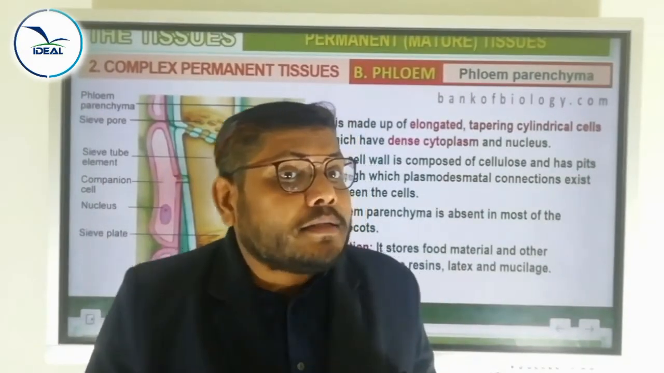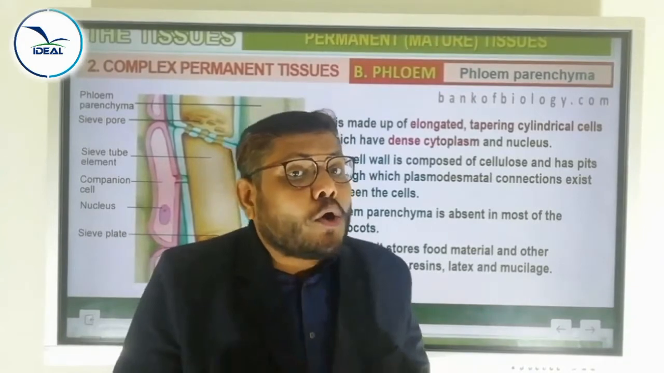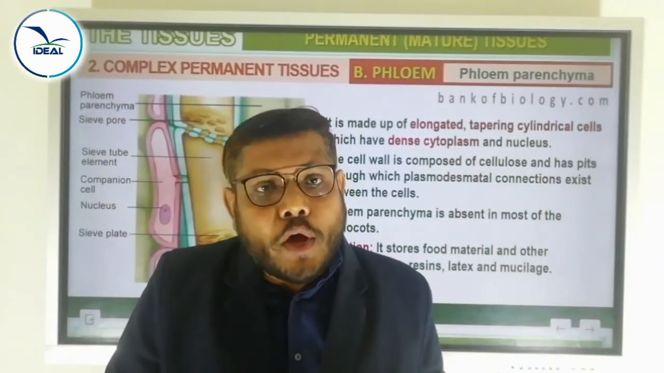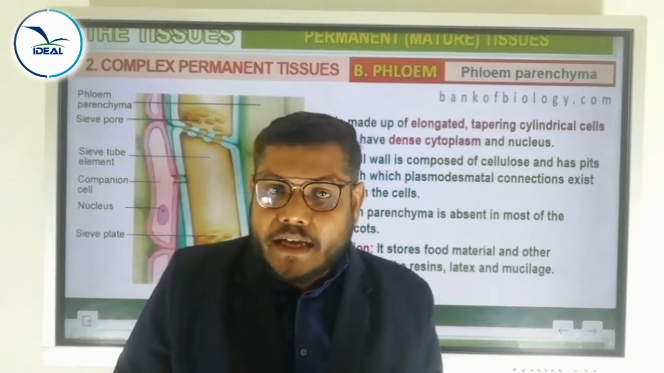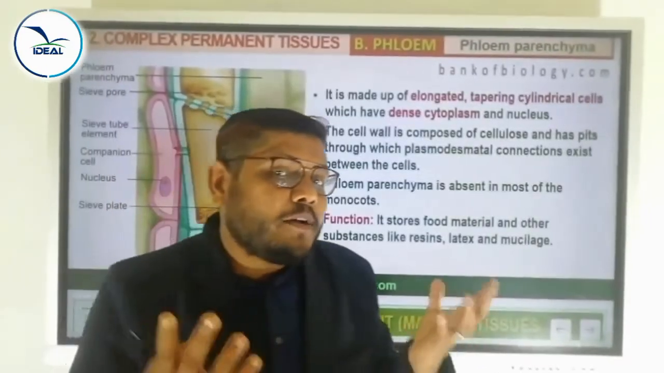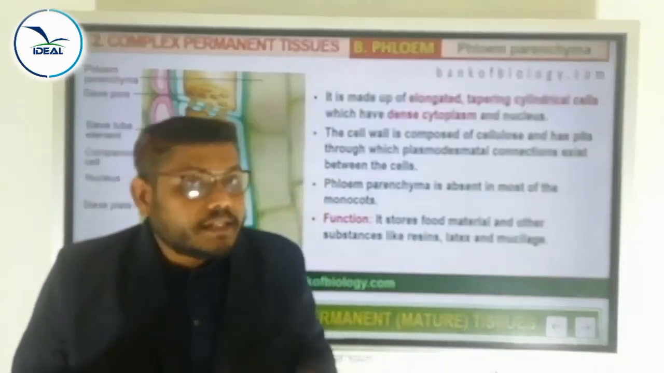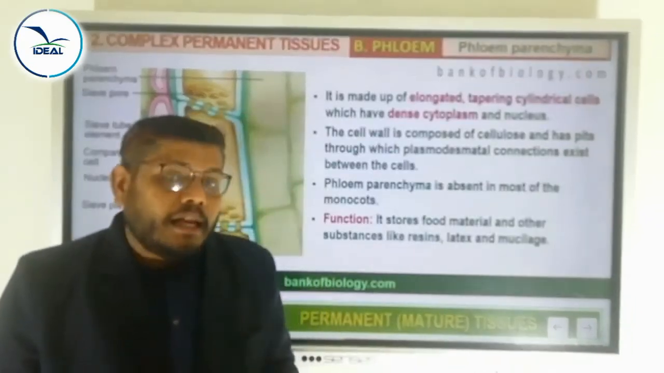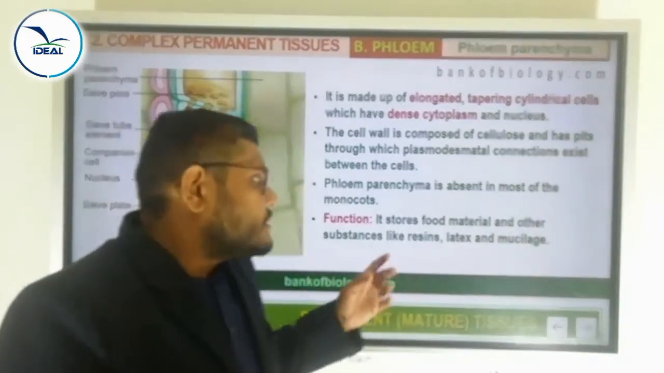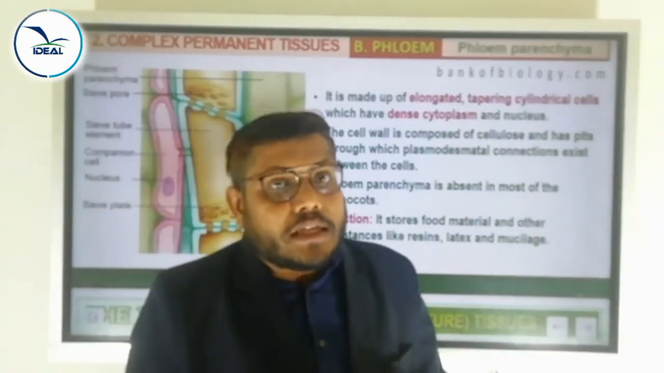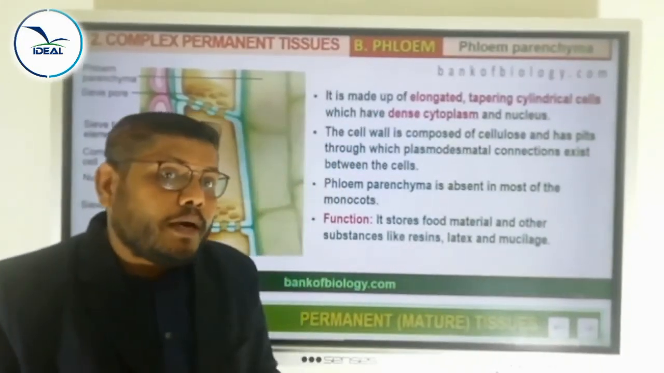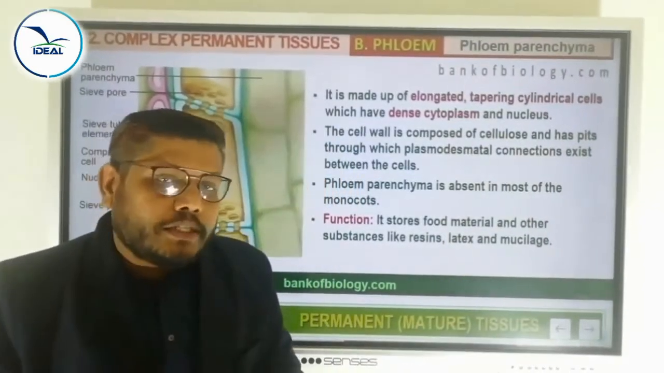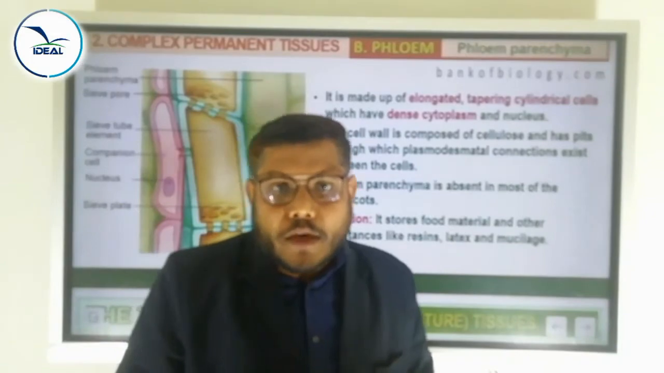Phloem Parenchyma is absent in monocotyledonous plants. Is it clear? What are the functions performed by Phloem Parenchyma? They store food materials. Not only food material, other substances like resins, latex and mucilage are also stored by Phloem Parenchyma. So the function is storage of different materials, including food.